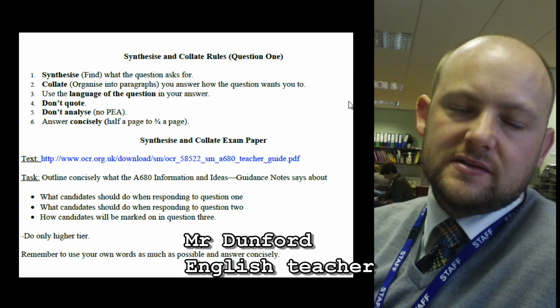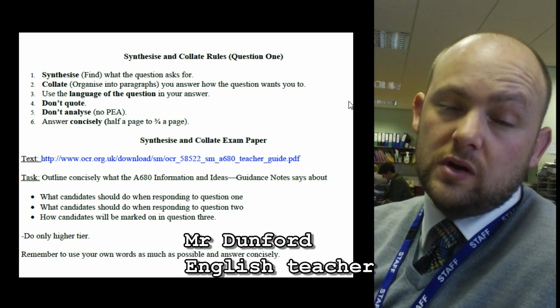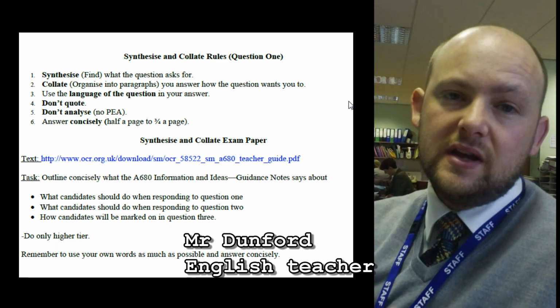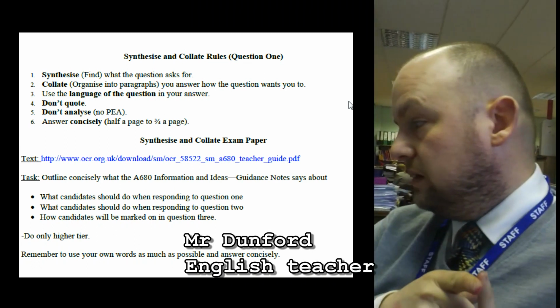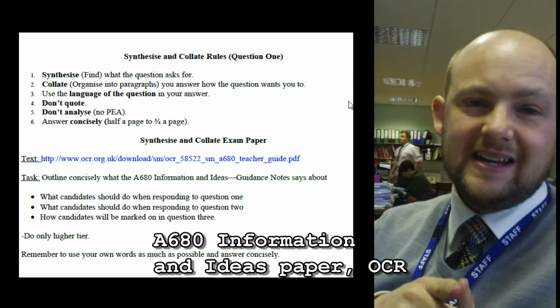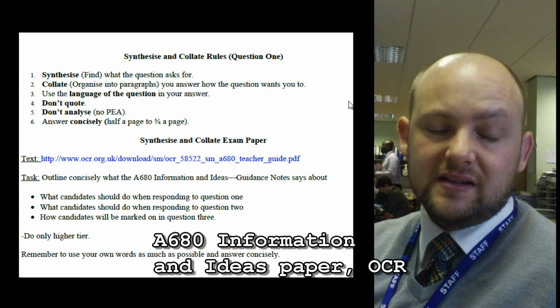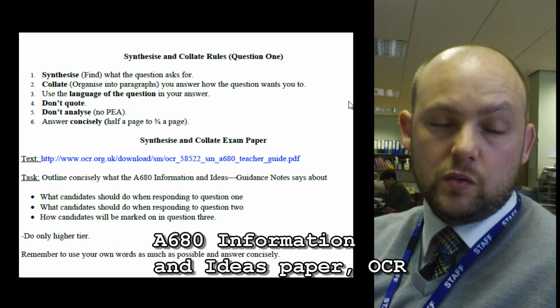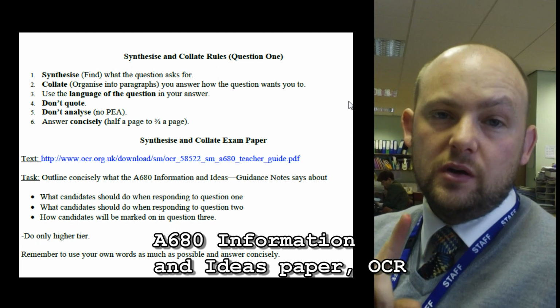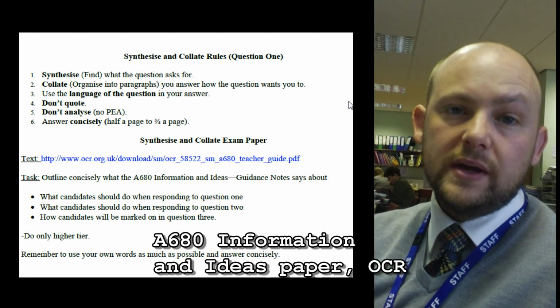What I'm going to be talking about is the language paper. There's only one language paper left to do for all your 11s, and that's called the A680 Information and Ideas paper, and that contains essentially 4 questions. I want to talk about question number 1, which is commonly called synthesize and collate.